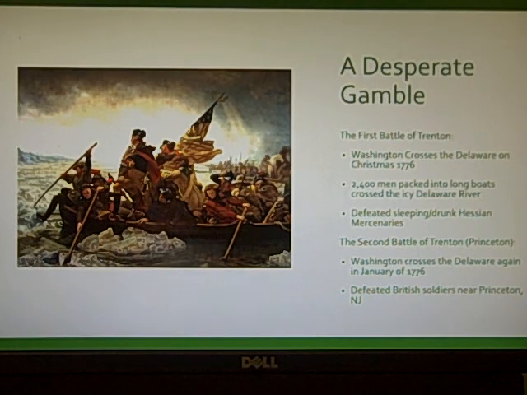And so Washington is able to cross with a significant number of men, and he defeats the Hessians, right? And then there's a second battle of Trenton in January, and now he defeats British soldiers near Princeton, New Jersey. And so Washington is beginning to turn the tide, right? And it is a desperate gamble. Washington is overextending himself. Washington is breaking some of the basic rules of warfare at the time. And not rules in the sense of honorability, or gentlemanliness in warfare, but rather rules in the sense of, that's just not a smart thing to do.